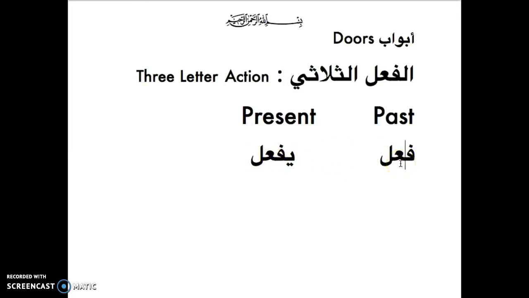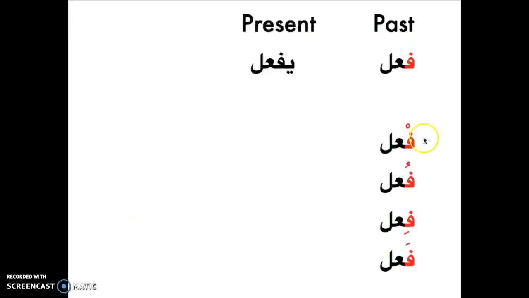First is the fa, this letter. This is the first letter we're going to begin with. Those are our options with the first letter, fa. We can either have it stationary, we can have it with a dhamma, or we can have it with a kasra, or we can have a fatha. The first one we cannot have, because Arabs do not begin with a stationary letter. So this cannot work because we just don't do it.